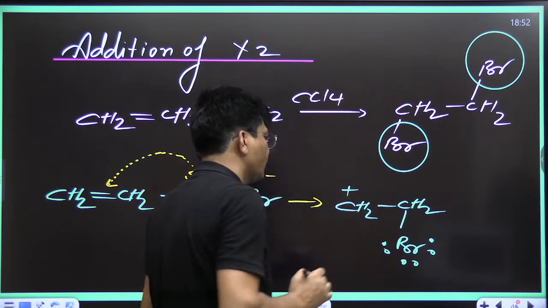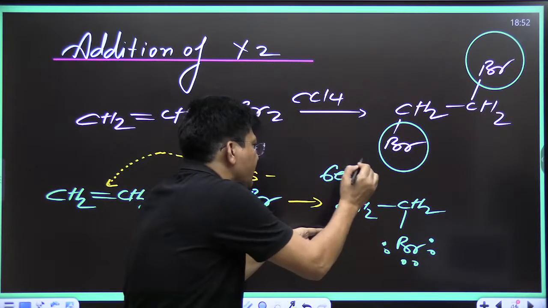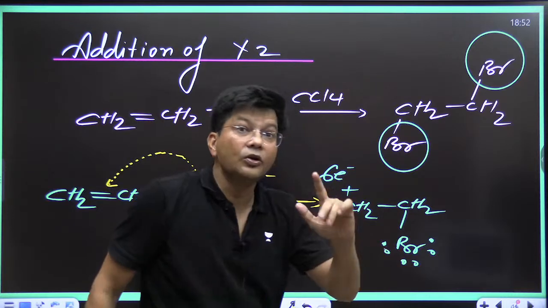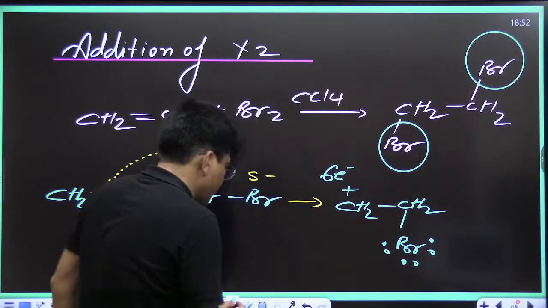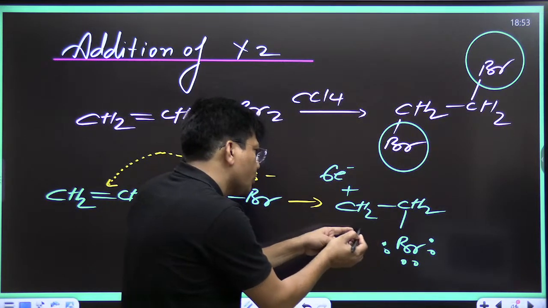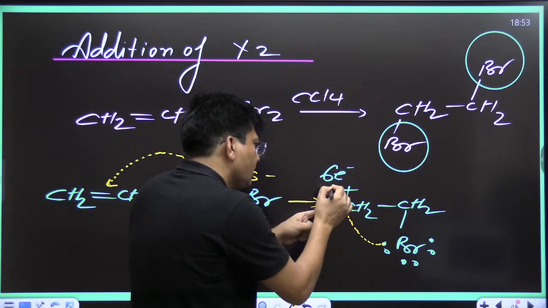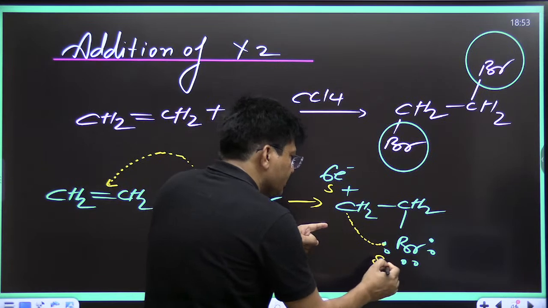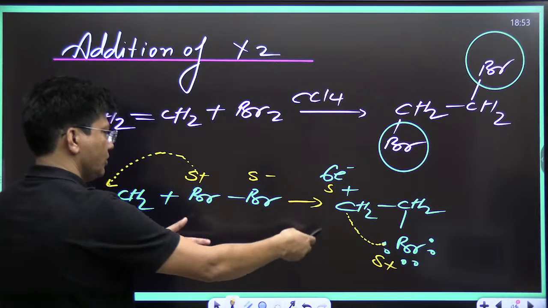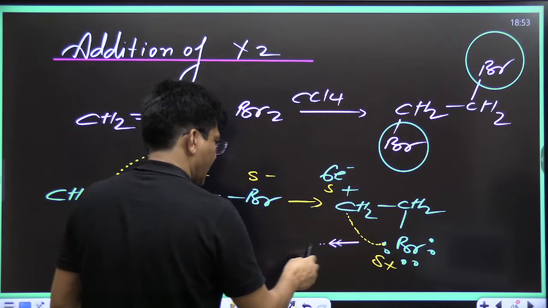And this is a carbocation. What do you think? This carbocation has just 6 electrons in the valence shell, and this bromine has 8 electrons and a lone pair. So this carbocation will snatch this electron. This electron will go to this carbon. So its charge will decrease, and here the charge will develop, and it will actually look like this.